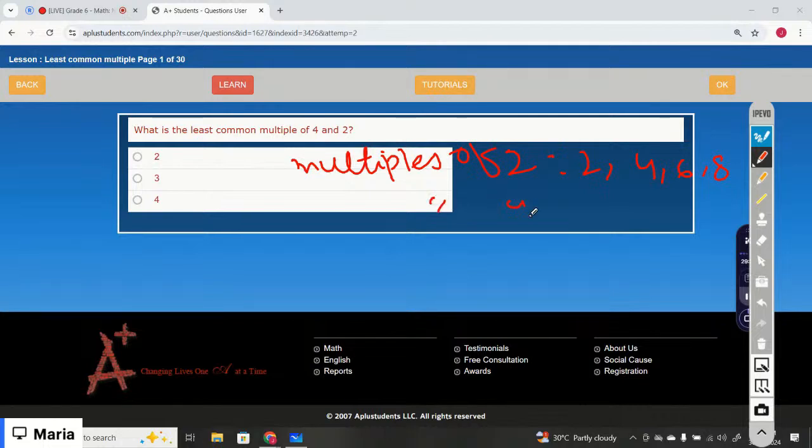Then the multiples of 4 are actually like the tables, you keep multiplying 4 with the numbers: 4, 8, 12, 16. So you can see the smallest common multiple in both numbers is 4. So the least common multiple of 2 and 4 is 4, not 2. 4 times 1 is 4. You don't have 2 in the table of 4. So the correct option is 4.